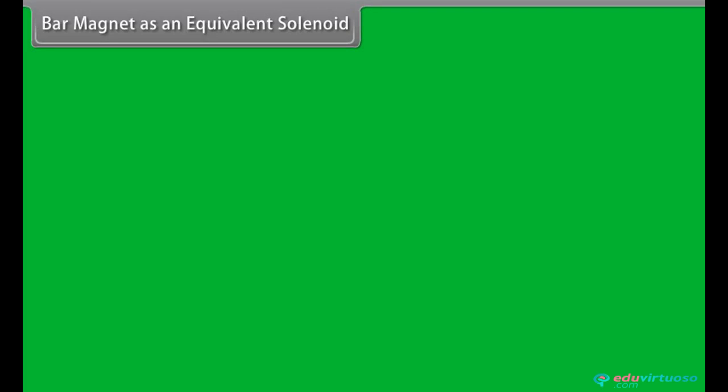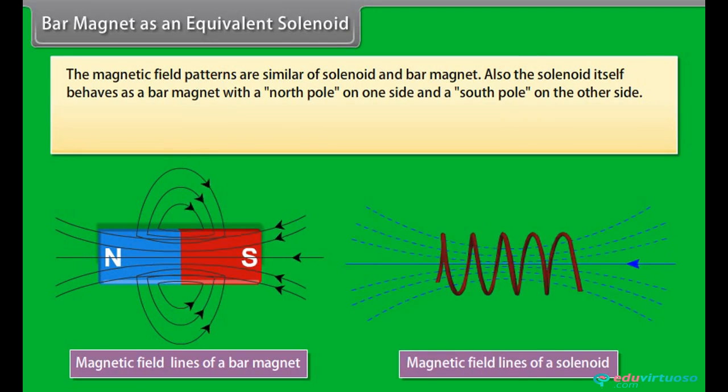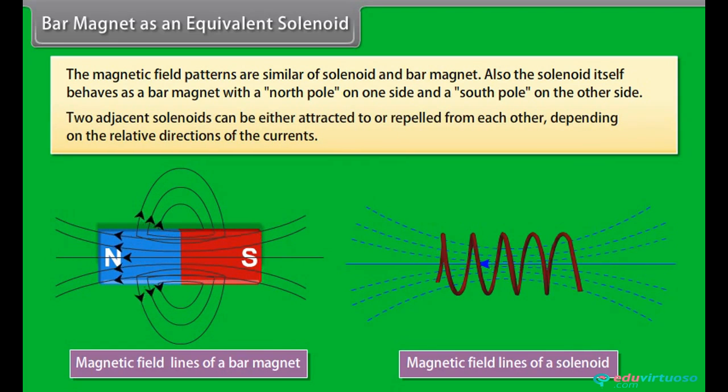Bar magnet as an equivalent solenoid. The magnetic field patterns are similar for a solenoid and a bar magnet. Also, the solenoid itself behaves as a bar magnet with the north pole on one side and a south pole on the other side. Two adjacent solenoids can be either attracted to or repelled from each other, depending on the relative directions of the currents.